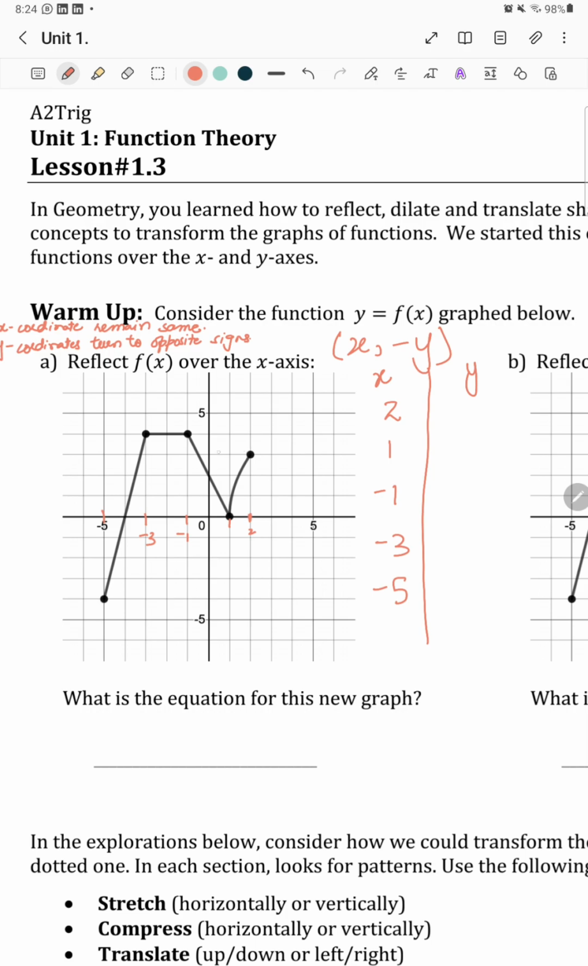What are the y coordinates? If x is 2, y is going to be 1, 2, 3. If x is 1, it's going to be 0. If x is -1, it's going to be 4. If x is -3, it's going to be 4. If x is -5, it's going to be 1, 2, 3, -4. So what we have to do is change all the y coordinates: negative, negative, negative, positive. Now let's plot the graph according to this.